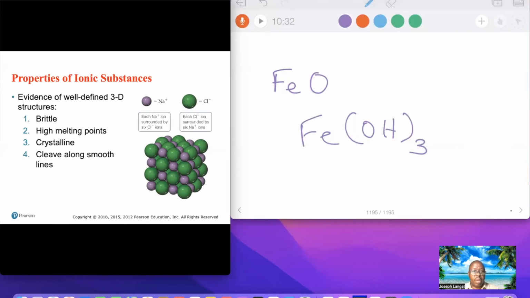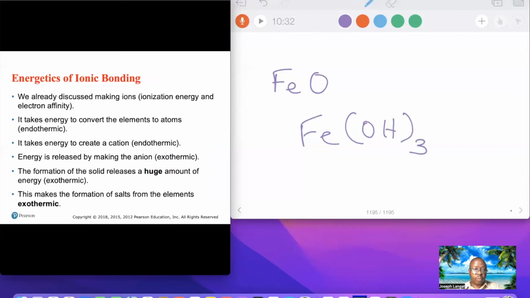They are crystalline in nature because of the crystal structure. They are crystalline because of the regular, repeating pattern of negative, positive, negative, positive. They cleave well, that means they form nice, smooth edges, straight lines at the end when struck.